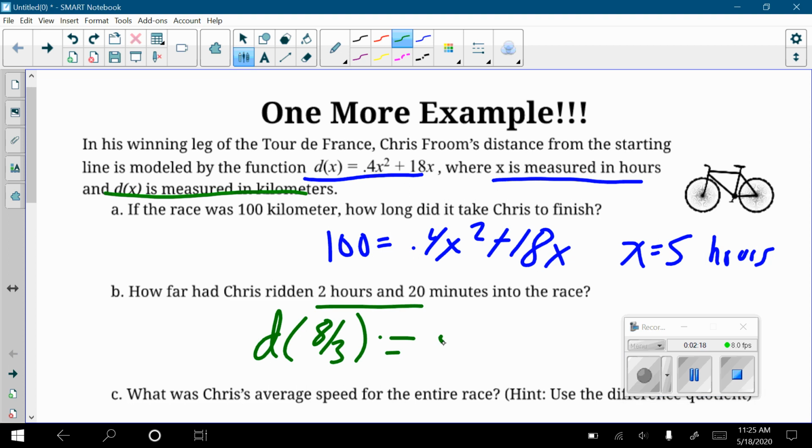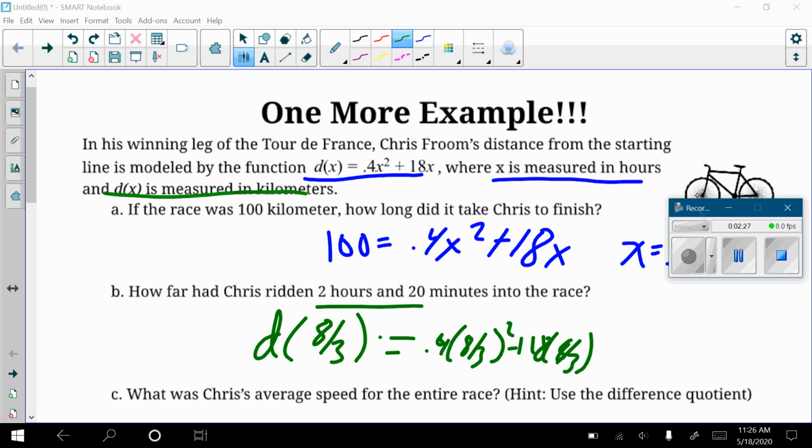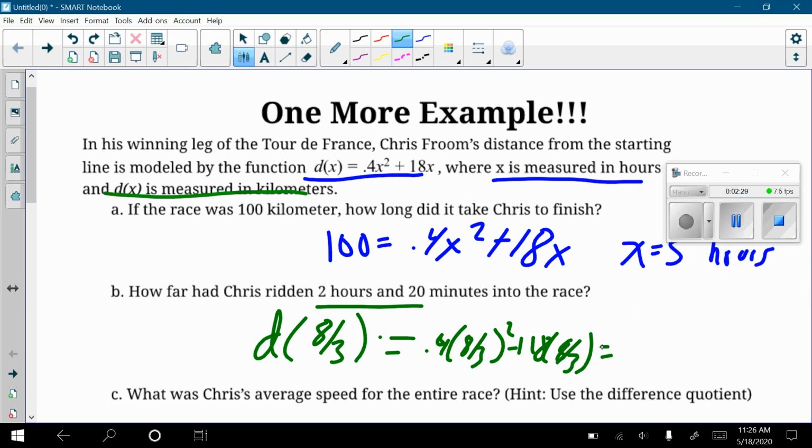So I'm just doing 0.4 times 8/3 squared plus 18 times 8/3. Figuring out how far he'd gone. After 2 hours and 20 minutes, he'd gone 50.844 kilometers. Okay. Just plug it in for an x value, plug it in for a y value. Stuff you guys know. Okay.